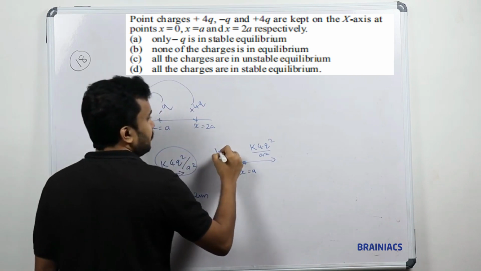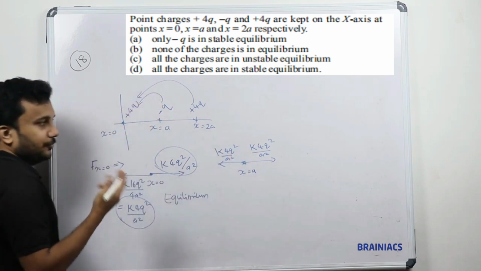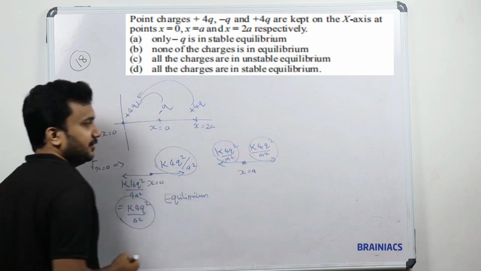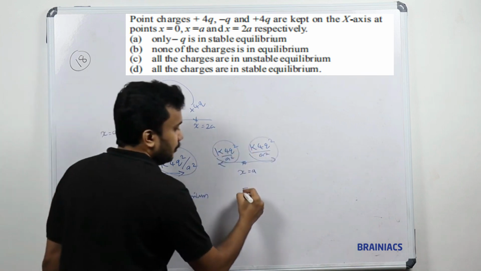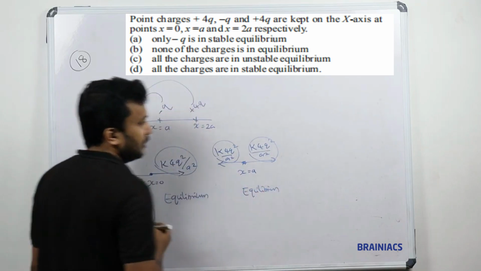What is the force of this one? K into 4q square by a square. So the two forces are equal. Yes, here also the left side force will be equal to the right side force. Two forces are equal. Body is in what state? Equilibrium state. So this is in equilibrium.